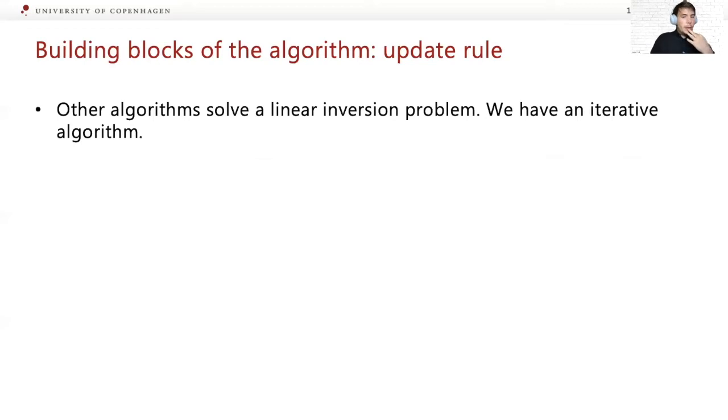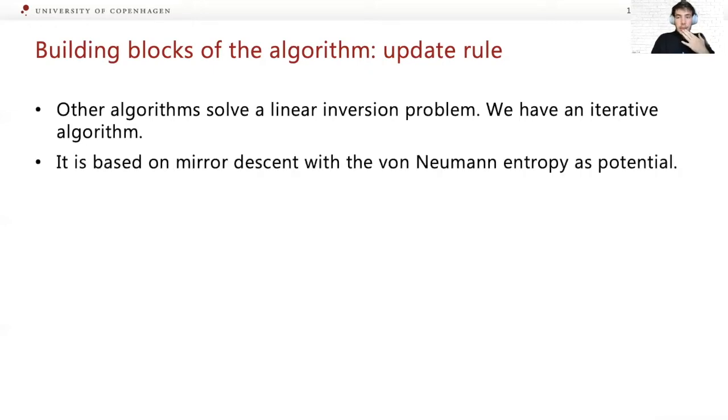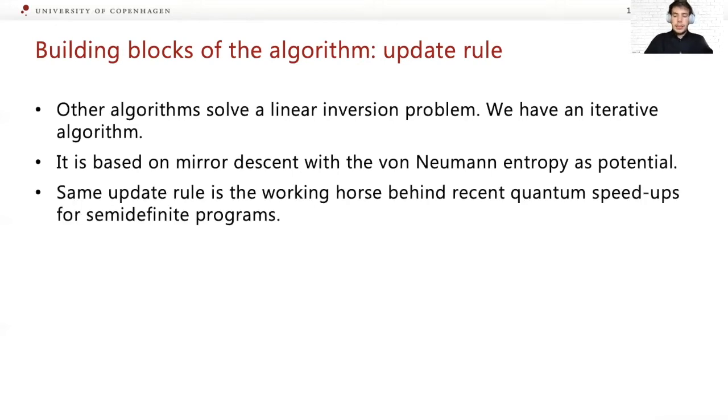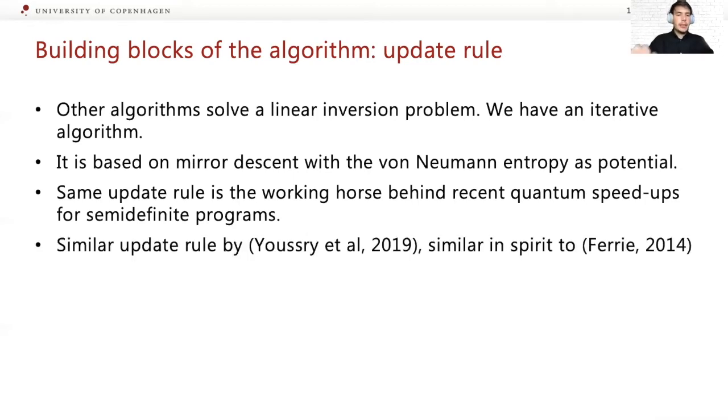So these other algorithms I mentioned before solve a linear inversion problem, whereas our algorithm is an iterative algorithm. The update rule is based on mirror descent with the von Neumann entropy as a potential, if that says something to you. And this is essentially the same workhorse behind previous SDP quantum speedups. A previous update rule has also appeared in the tomography literature, and the whole way our algorithm works is similar in spirit to the self-guided tomography scheme.